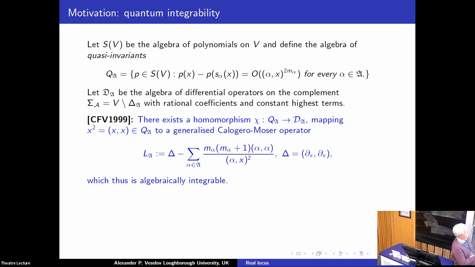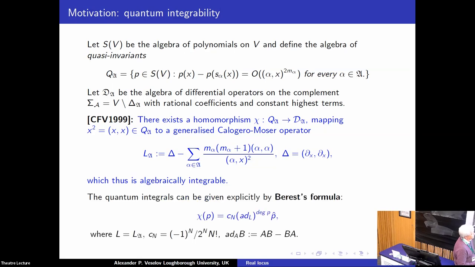So there is a homomorphism which maps x squared, which is naturally quasi-invariant. Invariants, of course, live inside, and the first invariant here is x squared, and it maps to the generalized Calogero-Moser operator. Thus, by definition from the theory of quantum integrals, it's called algebraically integrable, a stronger version, because the algebra of quasi-invariants is much larger than the algebra of invariants. So the usual Calogero-Moser operator has invariant quantum integrals, but for integer m, we actually have quasi-invariant, so not invariant, quantum integrals.